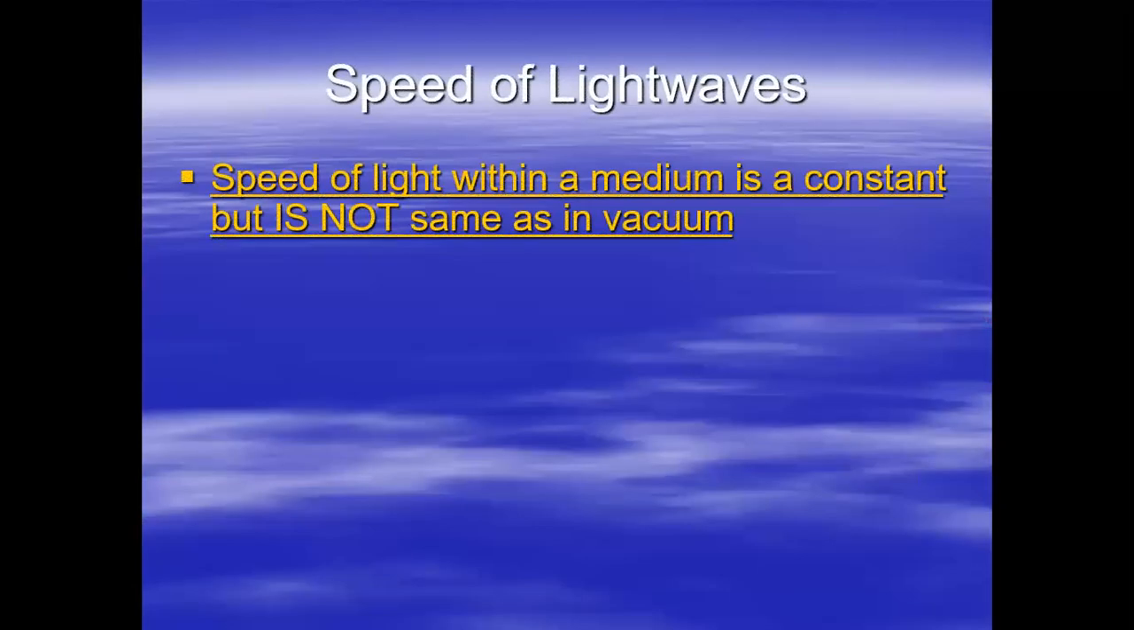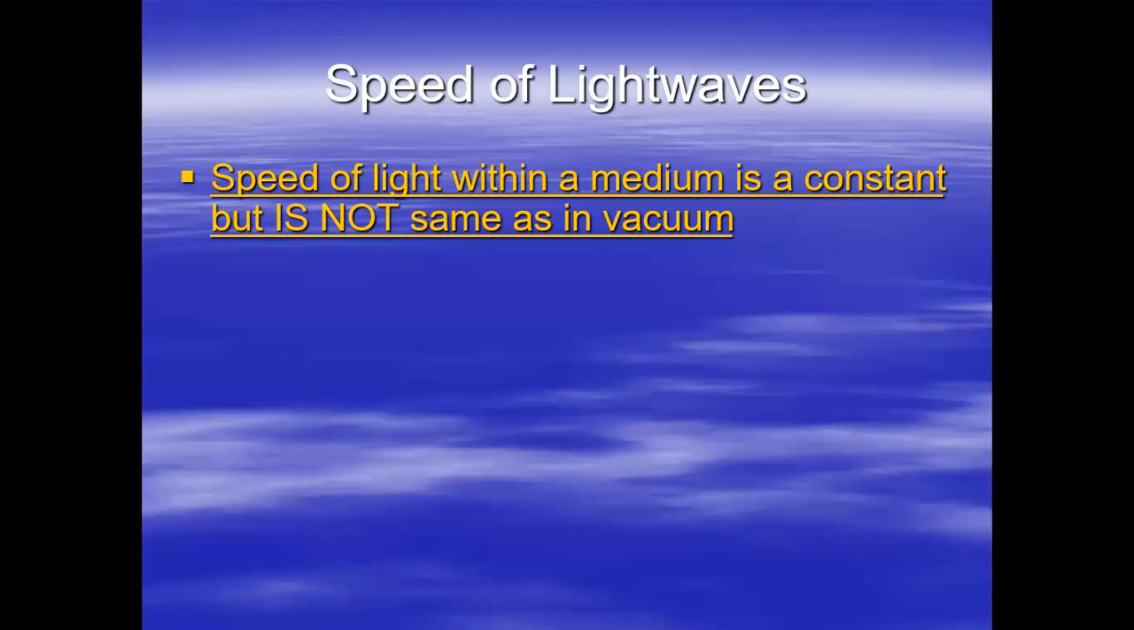Okay, so light travels at different speeds in different materials. Now we think about the speed of light as being constant, and that is true in a given material, but it's not the same as it is in vacuum. Light goes the fastest in vacuum or empty space, and then it slows down because the electric and magnetic fields interact with the medium.